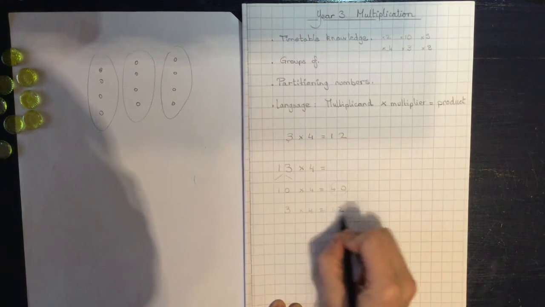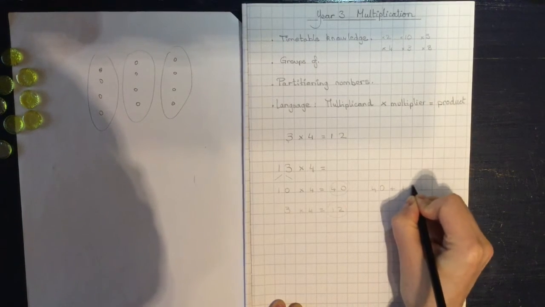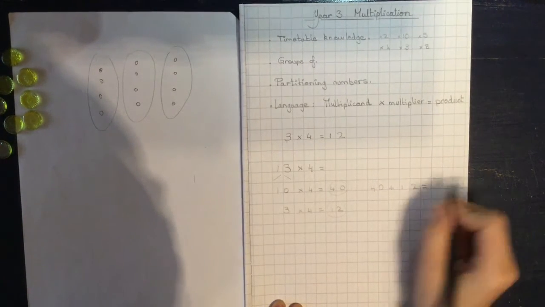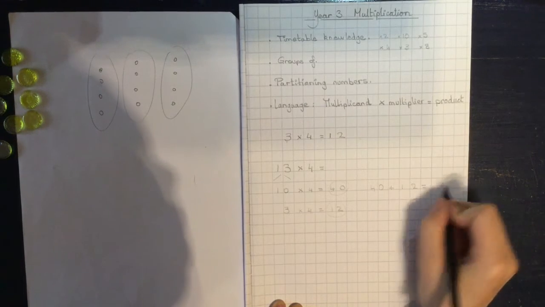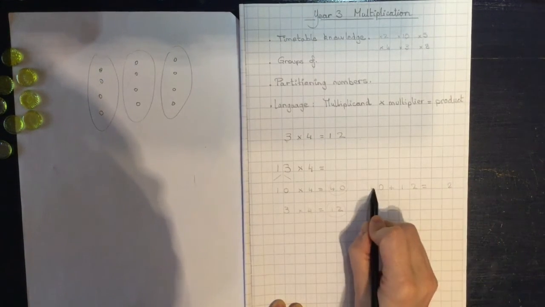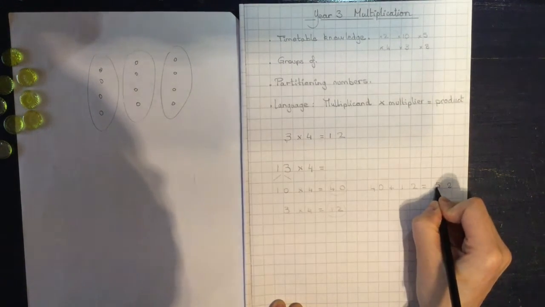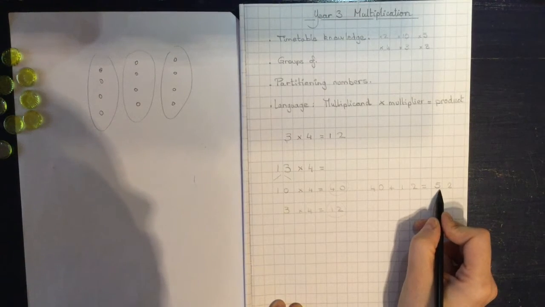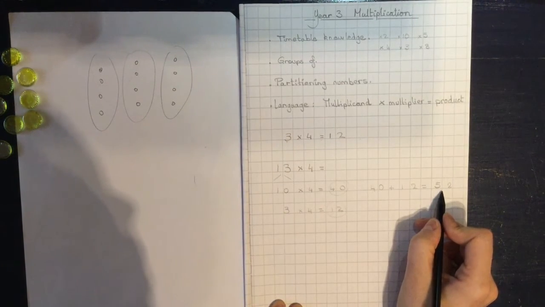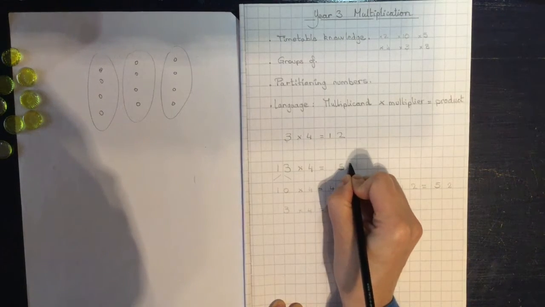So 40 add 12. We can do that mentally by adding our ones. 0 ones plus 2 ones equals 2 ones. 4 tens plus 1 ten equals 5 tens. Then my final product to my multiplication is 52.